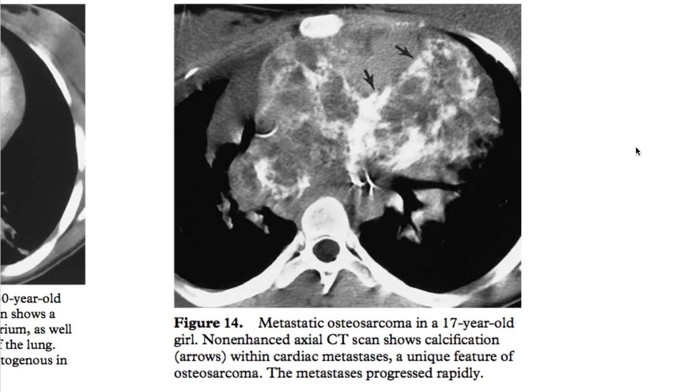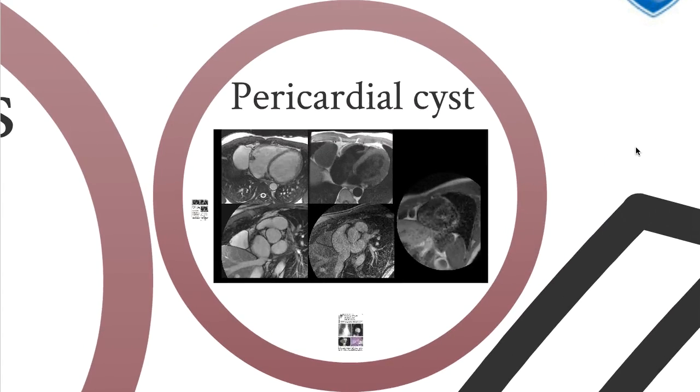This is a cool one in that it's so striking. This is a non-contrast CT, and this is a patient that has metastatic disease. So what tumor would calcify to this extent? This is an osteosarcoma in a 17-year-old. So all of this is calcium from the tumor laying down calcium.